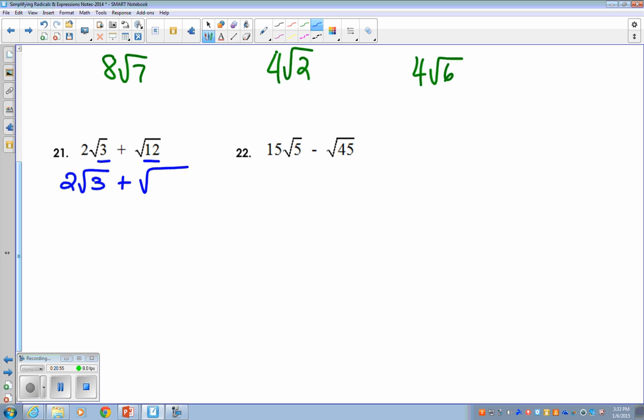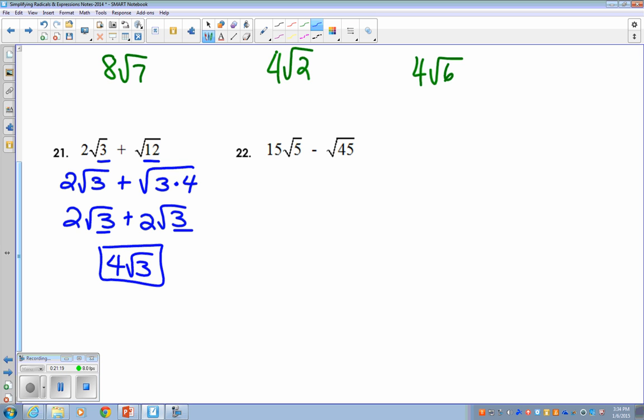I'm now going to simplify the 12 using the 3. So that would be 3 times 4. Wouldn't that give me 12? Okay. Yep. So now I can take out my perfect square because that's the only thing that can come out. So we have 2 root 3 plus 2 root 3. Now are they like terms? Yep. Now you can add them because they both have radicand 3. So this would be 4 root 3. That's the answer.